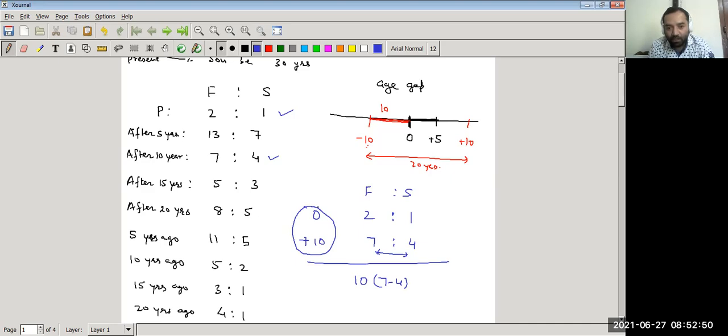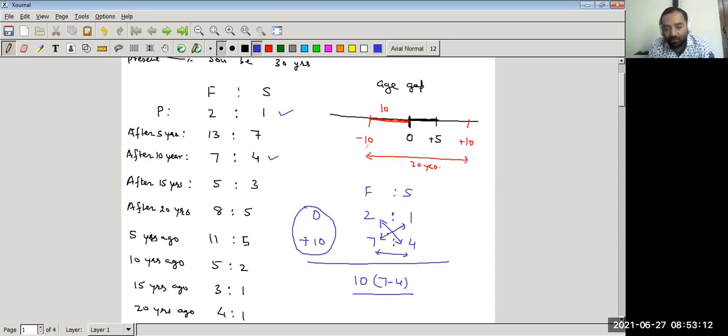Once again, quickly observe what we do. We take the gap, that is, present age and after 10 years, the gap of their age is 10. 7 minus 4, that is, we write 7 minus 4. And then we take the cross product. 4 2s are 8 minus 7 1 is 7.